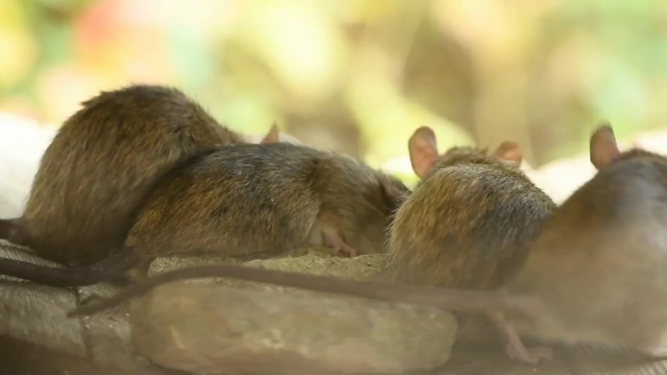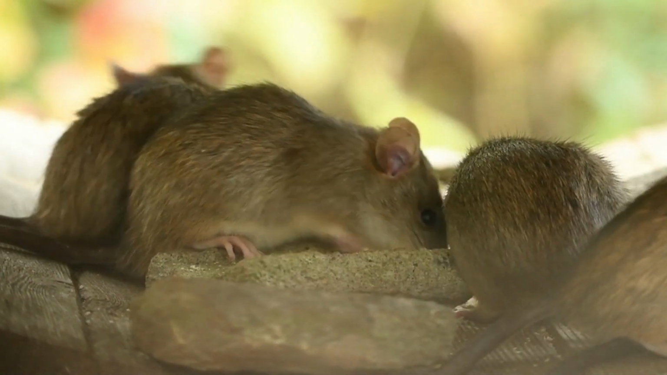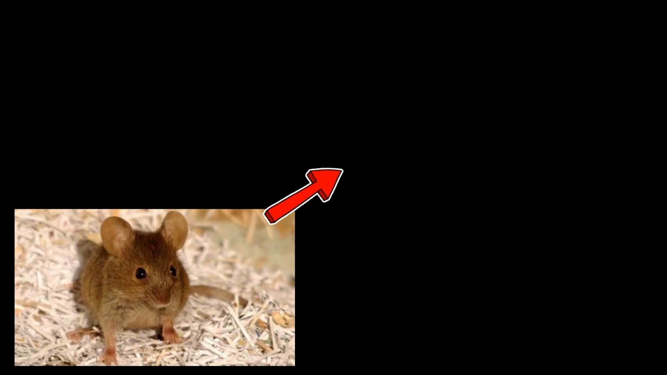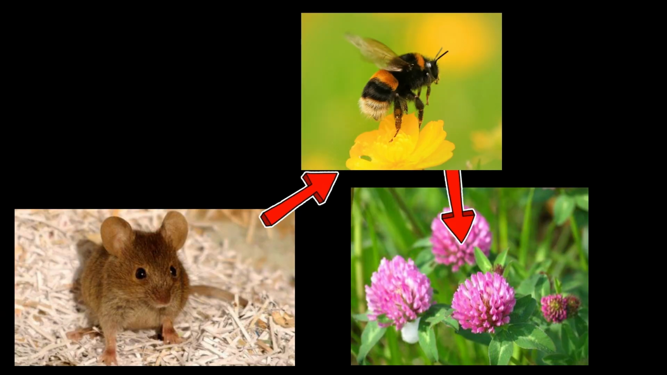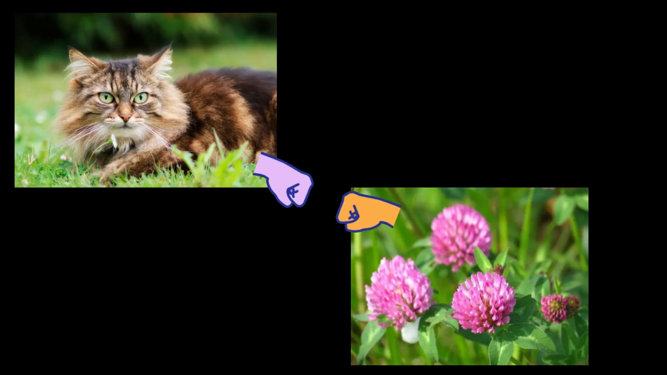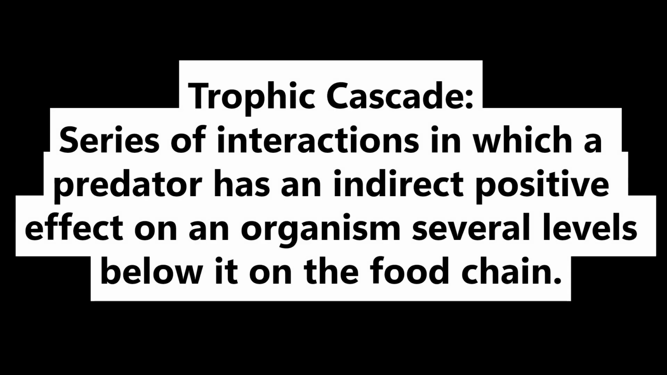Alright, time's up. Now, believe it or not, the cats do have a direct impact on the clover. Think about it. The mice eat the bees, and the bees pollinate the clover and help it spread. So, by eating the mice, the cats are eliminating competition for the clover and allowing it to spread further. This type of interaction is called a trophic cascade, where the predator, the cat, indirectly benefits a species two or more levels down the food chain, even though the cat doesn't interact with the clover directly.